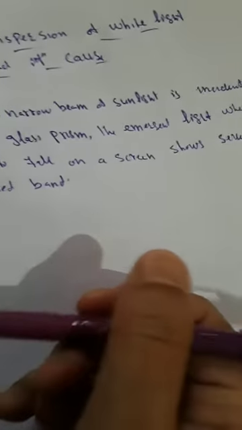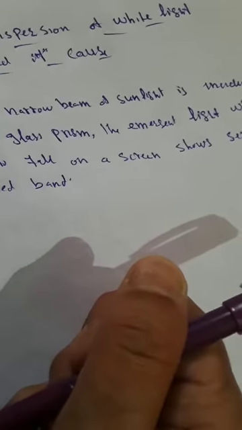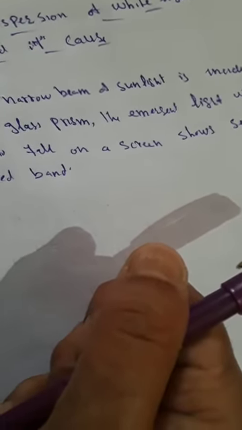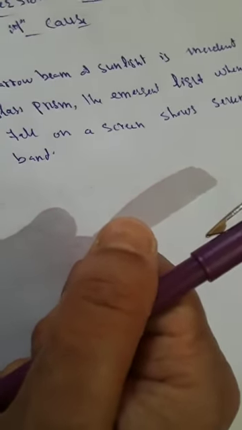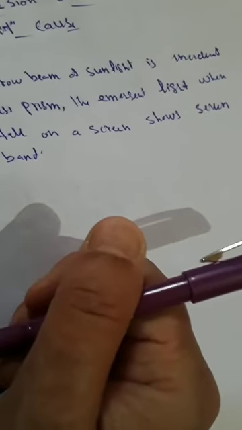Simply we can say the phenomenon of splitting of white light into its constituent colors when passing through a glass prism is called dispersion of light. Broadly, the component colors are in sequence.